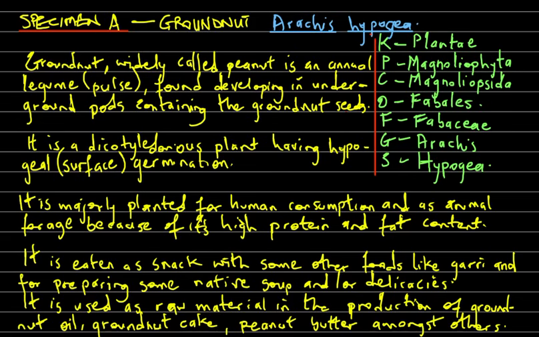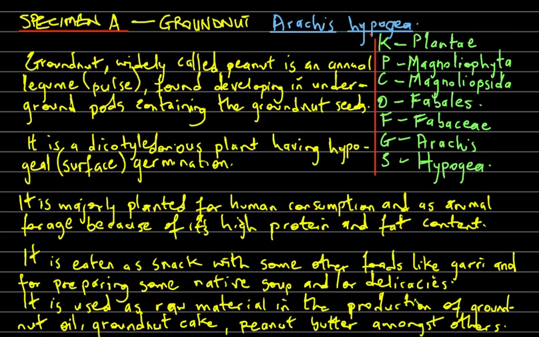Now, what is this groundnut? Groundnut, widely called peanuts, is an annual legume or a pulse. This particular crop is found developing in so many environments, and it is found to be a root crop because it is found underneath the soil. It grows up in pods, so we have the pods containing the groundnut seed. I'll show us a picture of that shortly.